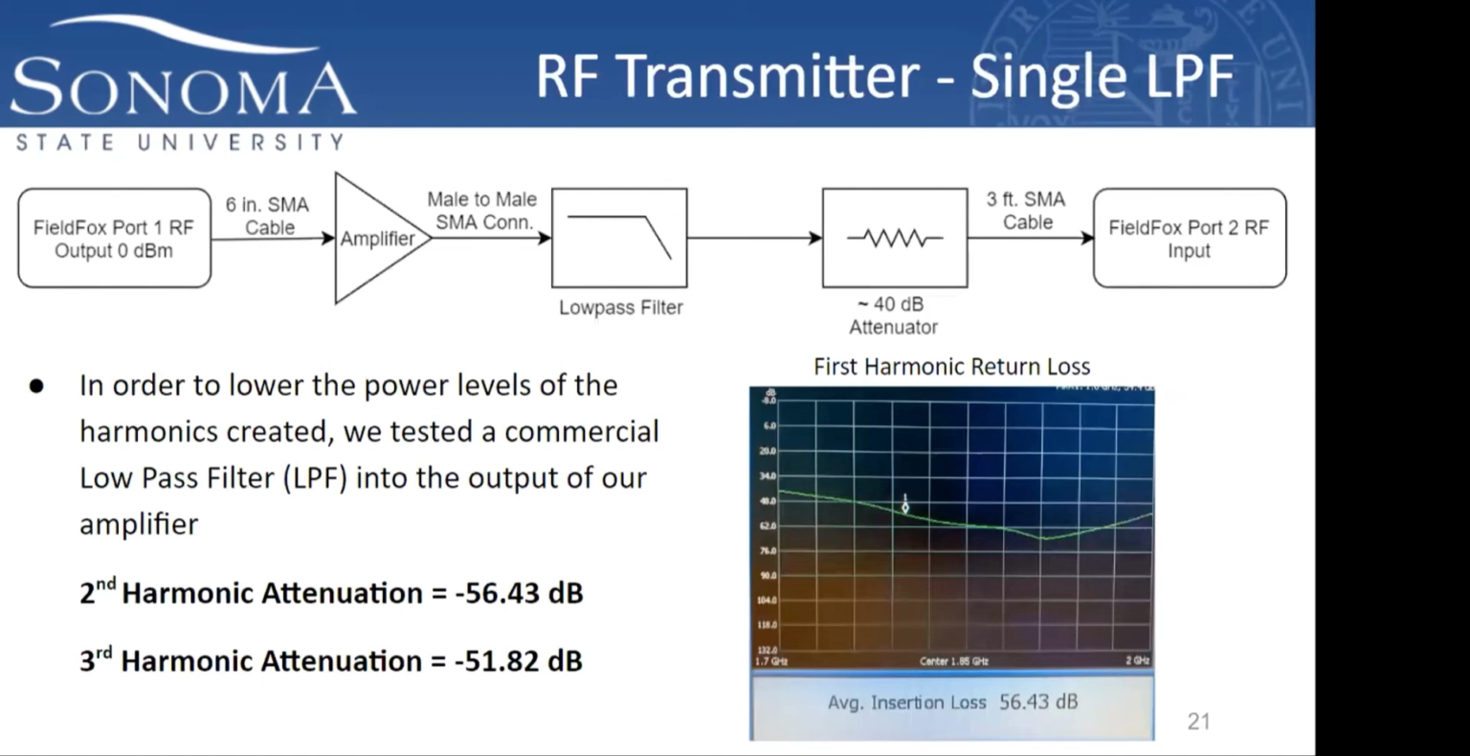So in order to lower the power levels of the harmonics we created, we tested a commercial low-pass filter and connected it to the output of our amplifier. With this low-pass filter, we noticed that the attenuation of the second harmonic was about negative 56.4 dB, and at the third harmonic, it was about negative 51.8 dB.